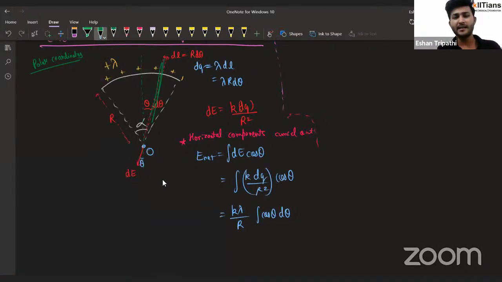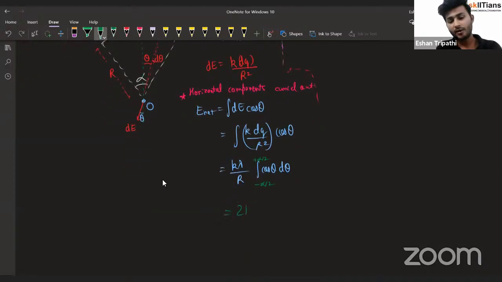Theta is the angle this line makes with the vertical. So the farthest on the right is positive alpha by 2, half alpha on the right side. And the smallest possible value is on the other side, minus alpha by 2. So limits of integration are minus alpha by 2 to plus alpha by 2, and you get 2k lambda by r sine alpha by 2.